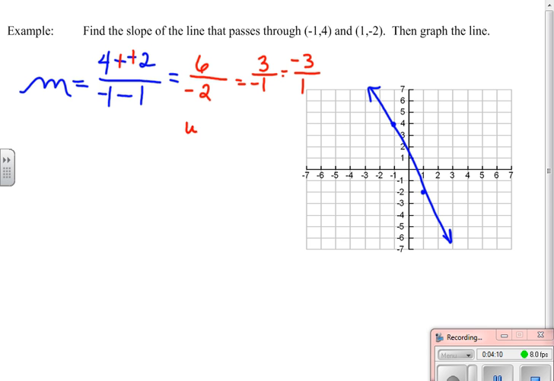So what I can do is I can go up 3, left 1, so that would be 3 over negative 1, or negative 3 over 1, I can go down 3, right 1, and I will stay on my line. So let's start here. Let's go down, 1, 2, 3, right 1. Let's go here. Let's go up, 1, 2, 3, left 1. That slope is a very versatile concept if you learn to manipulate it.